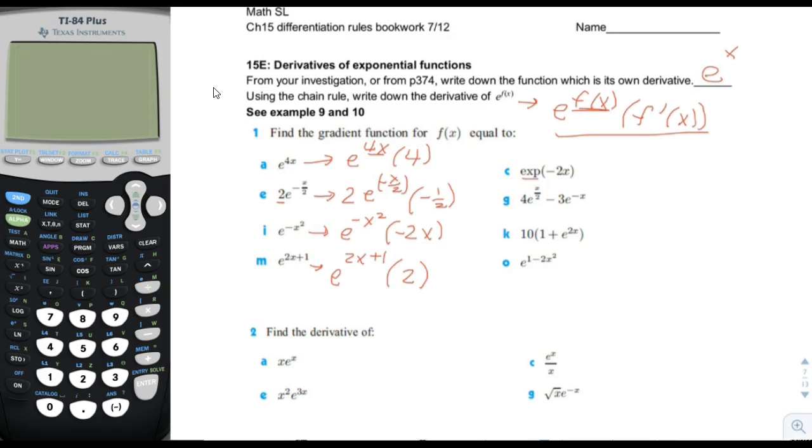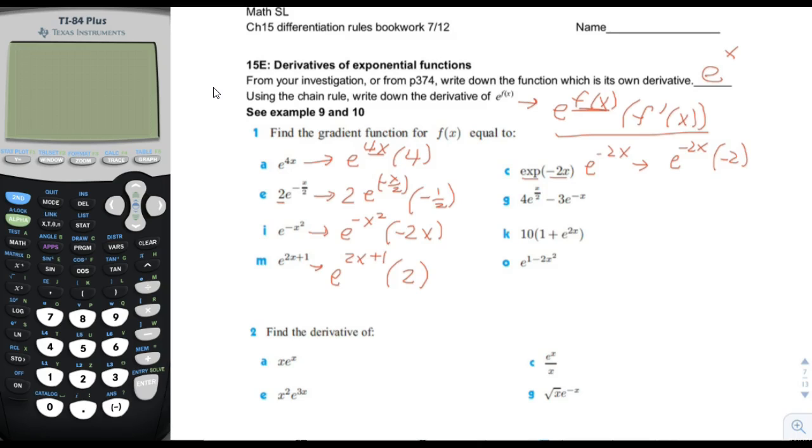When they write it like that, it's the same thing as e to the negative 2x. The derivative of e to the negative 2x would be e to the negative 2x. It would be the function itself multiplied times the derivative of the inside function, negative 2, because the derivative of negative 2x is negative 2.